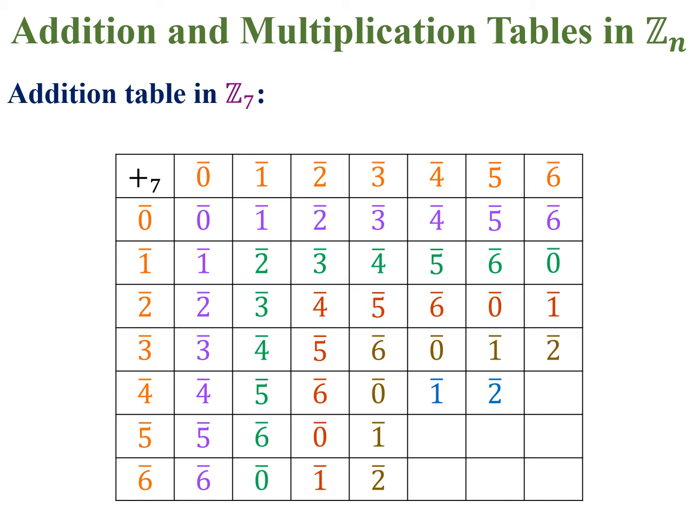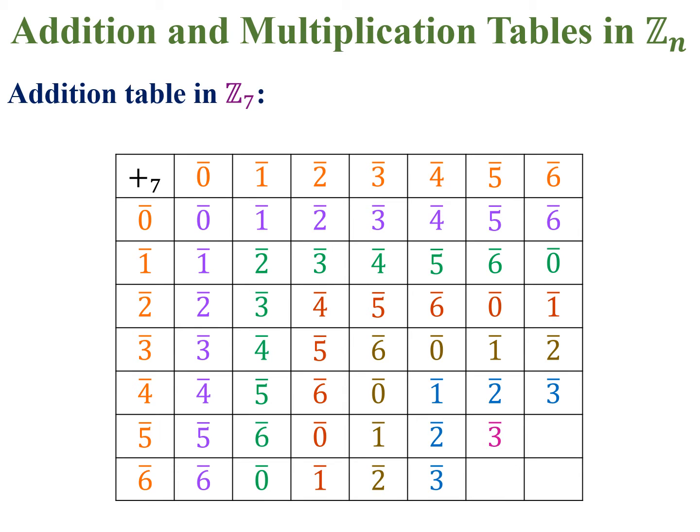4 plus 6 is 10. 10 is not present in Z7. Divide 10 by 7, you will get the remainder as 3. So here will be class of 3. So the similar classes are obtained in this column also. You will get class of 1, class of 2, class of 3. For this cell value, you have to add class of 5 with class of 5. You will get class of 10, which is not present in Z7. So divide 10 by 7 and you will get the remainder as 3. So here will be class of 3.